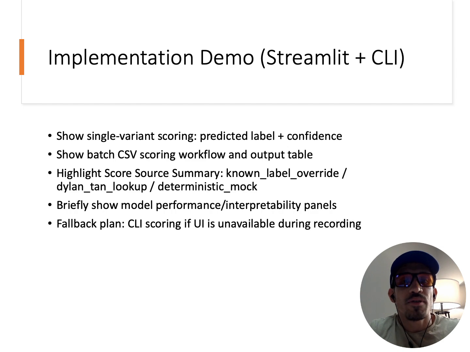I'll now show the deployed interfaces, first in Streamlit. I run a single variant prediction and show confidence output. The decision threshold is the cutoff used to turn a model probability into a final label. How it works: the model outputs a probability for the pathogenic class, like 0.73. The threshold decides whether that score is high enough to call the variant pathogenic. Default is usually 0.5, but the app and the command line interface let you change it.